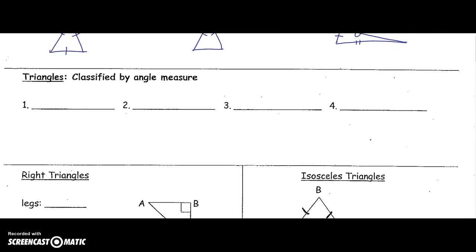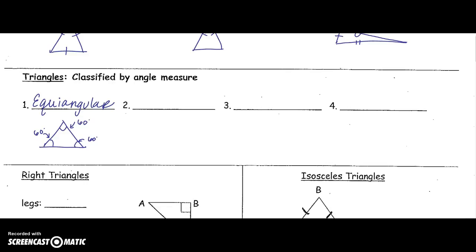To classify a triangle by angle measure, there's now 4 classifications. The first one is equiangular. Equiangular corresponds with that equilateral. So if all 3 sides are the same, that means all 3 angles are going to be the same. And what's nice about an equiangular triangle is that every single angle measure in that triangle is 60 degrees. And we're going to talk about this a little bit later, but they all add up to 180. So every single triangle adds to 180.